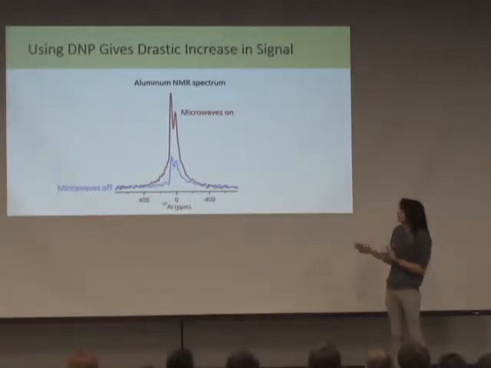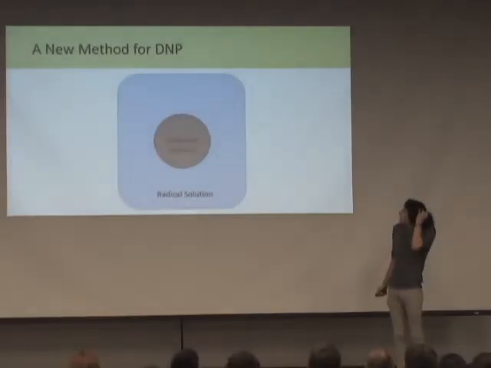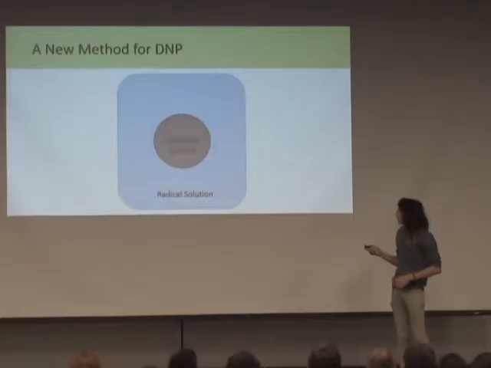Our instrumentation isn't developed yet to do this, but previous DNP experiments have shown that when you do polarize your electron spins and transfer them to your nuclei, there's a drastic increase in signal, possibly orders of magnitude larger.